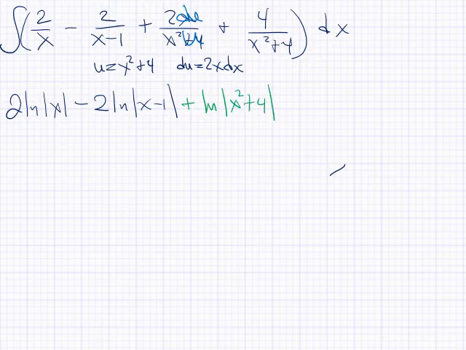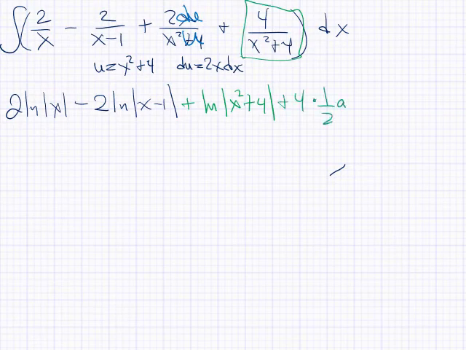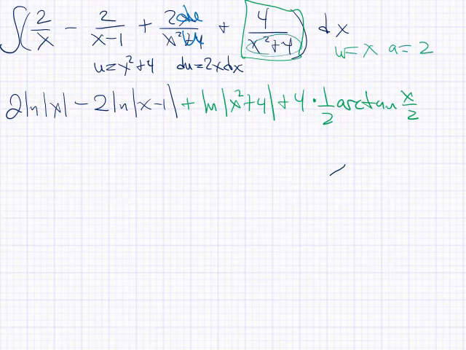And finally, I have this one, which is your arctan integral. The 4 will come out, but then I get 1 over 2 arctan x over 2. Why? Because u is x and a is 2, and so this becomes u squared plus a squared. You could also technically do trig substitution, but arctan is so much easier. So a little bit of simplifying.